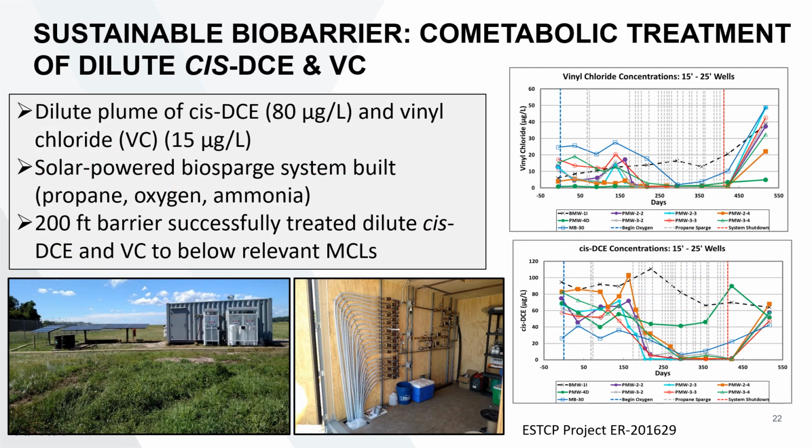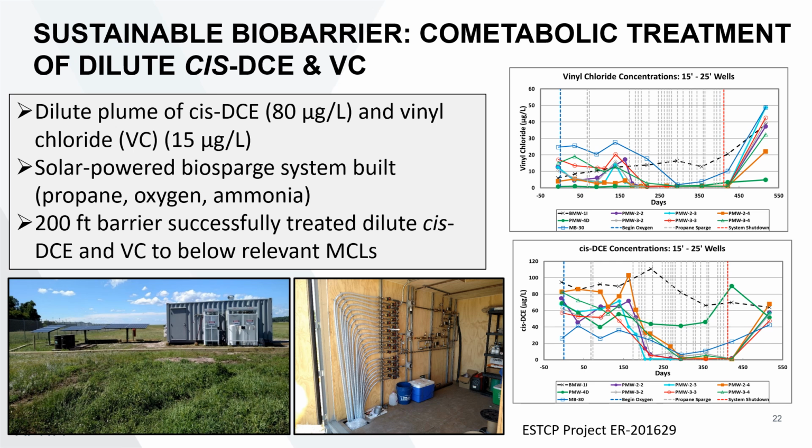I'm just going to briefly go through a third example. This is an ESTCP project that was funded basically to look at cometabolic treatment of dilute cis-DCE and vinyl chloride. A system was designed which is solar powered, so it's completely off the grid. And the system essentially was made to add gases, in this case propane, oxygen, and ammonia, with the ammonia being a nitrogen source, to a 200-foot barrier cross gradient to groundwater flow.